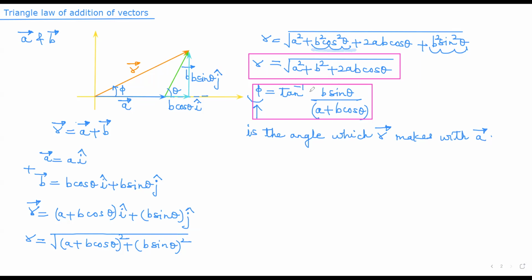So we get R as root of A square plus B square plus 2AB cos theta, and phi is tan inverse of B sin theta upon A plus B cos theta. This phi is also the angle which vector R makes with vector A. So this is how we get it, right? Please write it quickly.